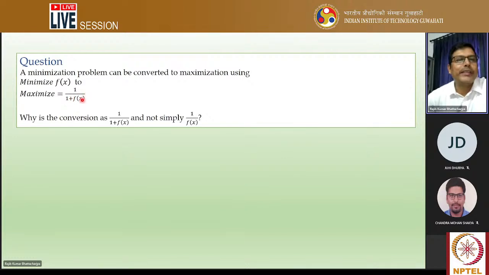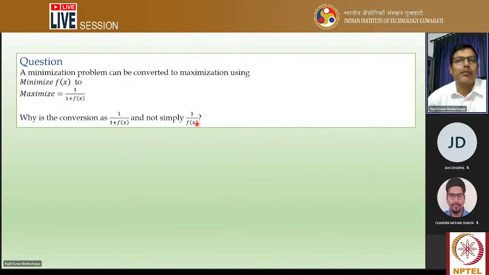Once you are converting, the maximum fitness value is 1 by 1 plus fx. So fx can be 0 basically, and then you will get 1. And the minimum value will be, suppose fx is 1000, then it will be 1 by 1001 basically. So that is the minimum value. Then the question is, why not 1 by fx?